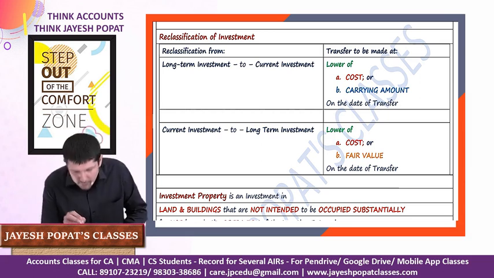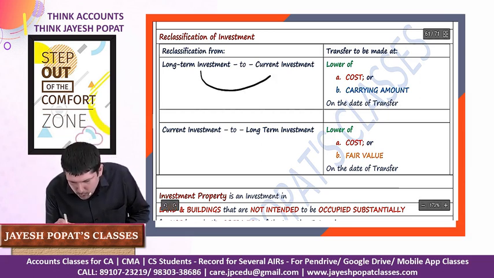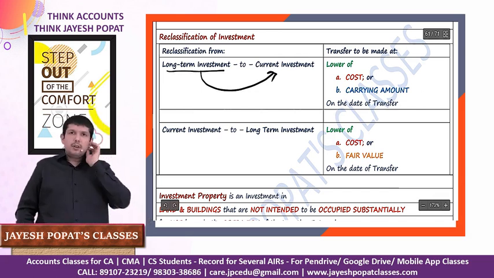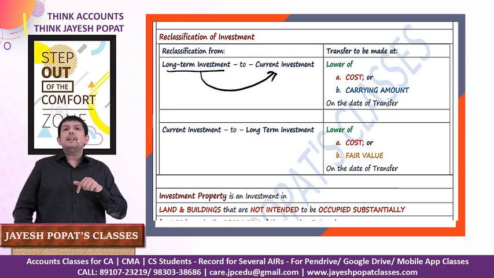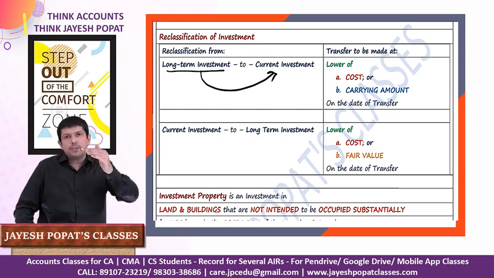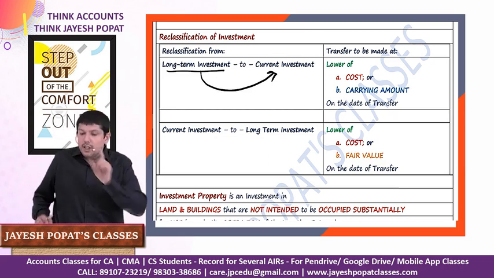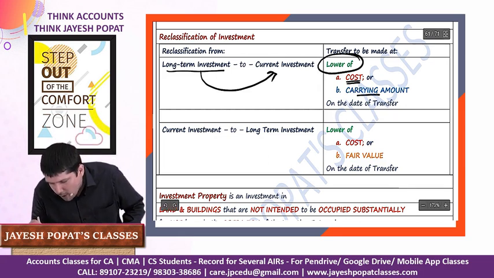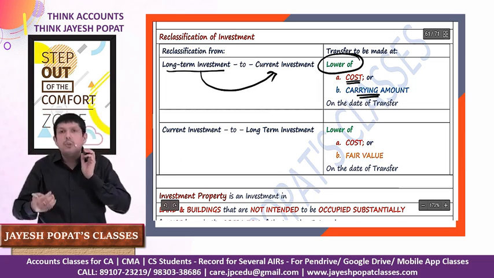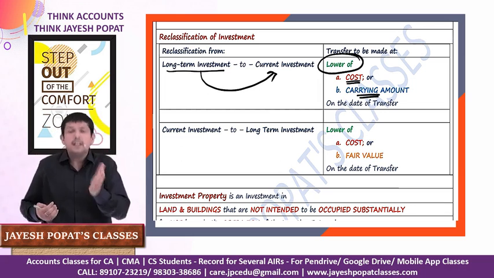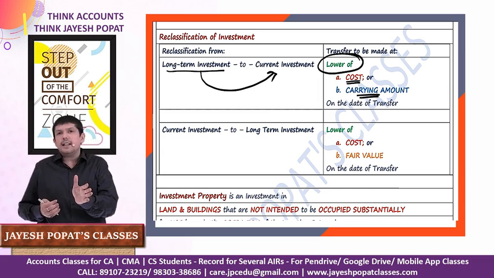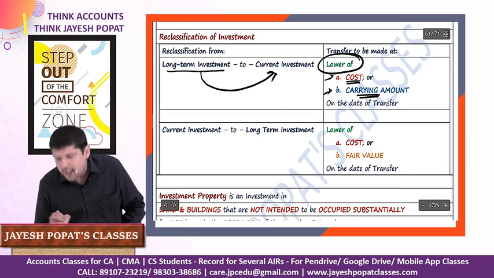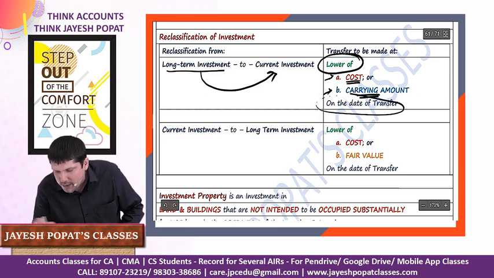Please remember, when we are reclassifying from long term to current, the rule for long term is that it should be carried at cost, but if there is other than temporary diminution, then we need to recognize a provision and the value of that investment will reduce. So the transfer will be made at lower of cost or carrying amount. Carrying amount might be lower if we have recognized a provision, only if there is other than temporary decline in the value. So this reclassification will be done at cost or carrying amount, whichever is lower at the date of transfer.